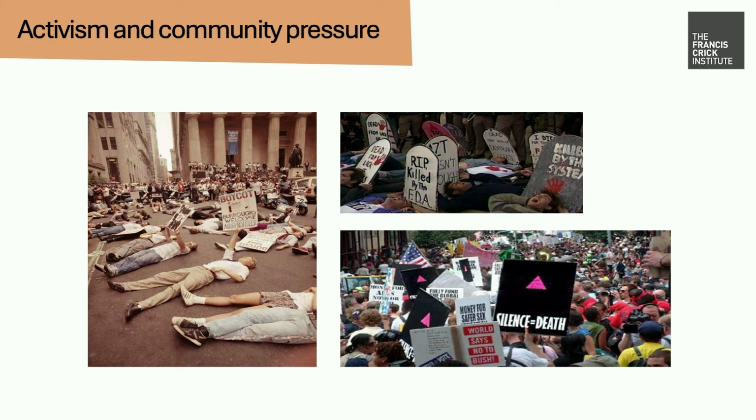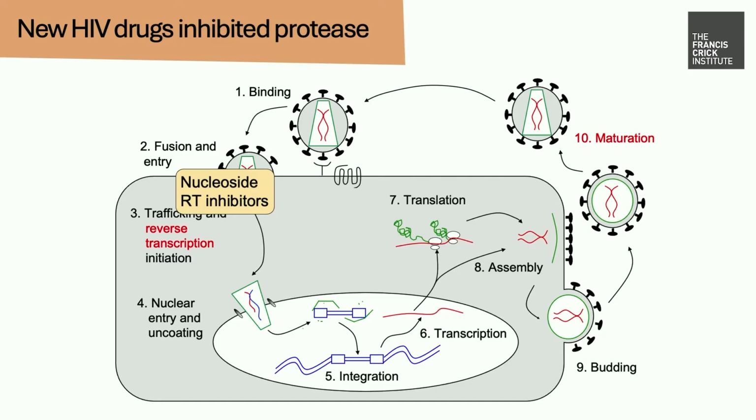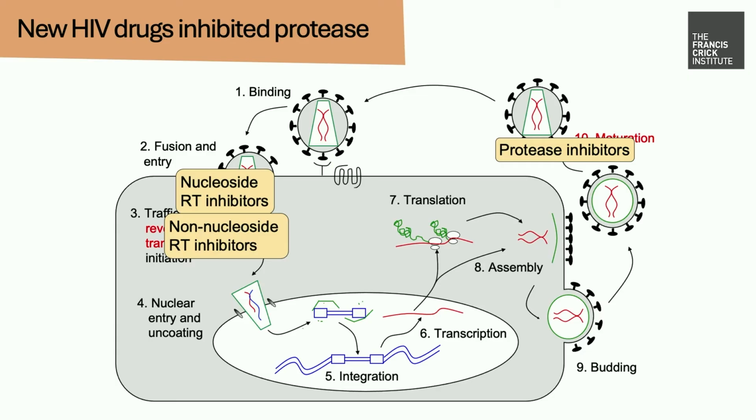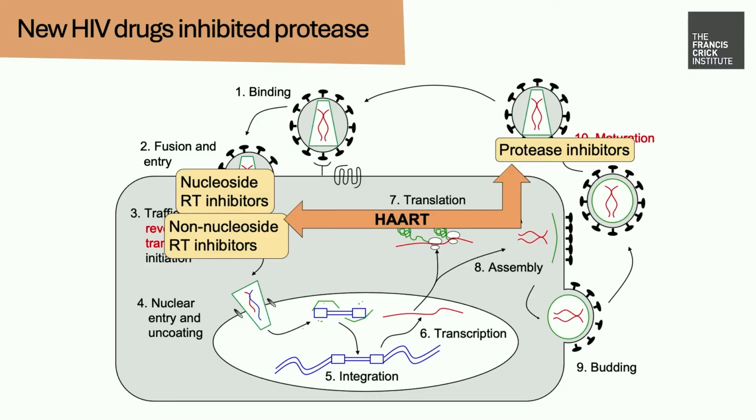And actually the scientific community and the big pharma companies responded, and they started to develop new drugs. The first new drug to be developed was against this protease enzyme that I mentioned is responsible for cutting up these polyproteins and making the immature virus into an infectious virus. They also came up with new drugs that targeted reverse transcriptase, but in different ways. The virus would have to adapt differently to overcome those. But the biggest breakthrough came when people were given these drugs in combination. This we call highly active antiretroviral therapy, or HAART.